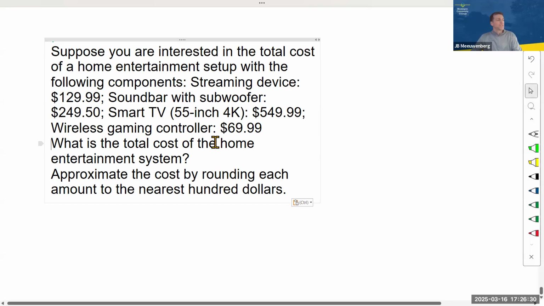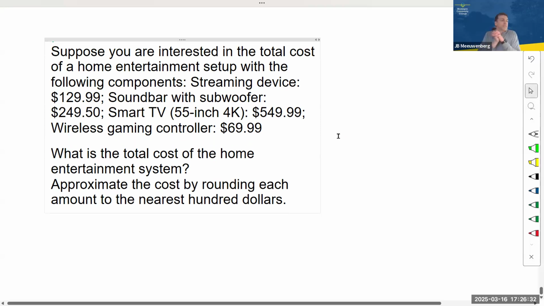And you're going to see if you can just do this approximately. So you're interested in the total cost of a home entertainment system with the following components, and see if you can do this by approximating the value by rounding each of them to the nearest $100, and maybe even attempt it in your head. Maybe try it mentally.